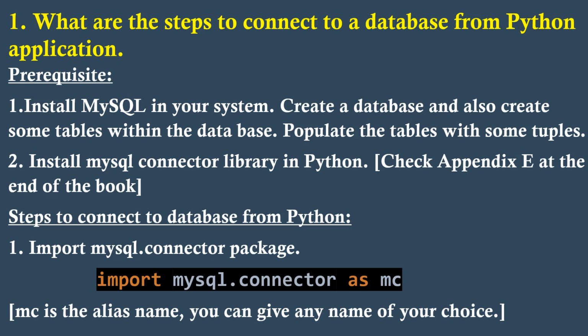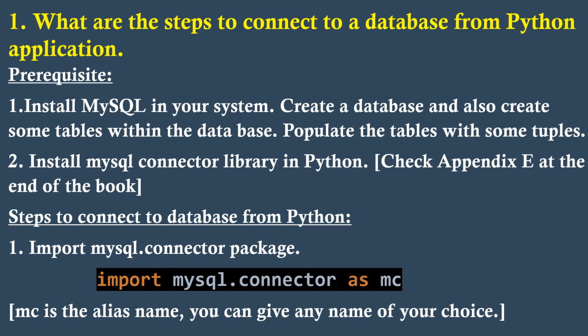Before coming to your Python program, you have to install the MySQL connector library in Python. MySQL connector can be installed by using the pip install command, or else conda installation is also there. So depending on what type of platform you are using, you have to check your installation of MySQL connector. It is given in Appendix E at the end of this book. Then you can just check it.